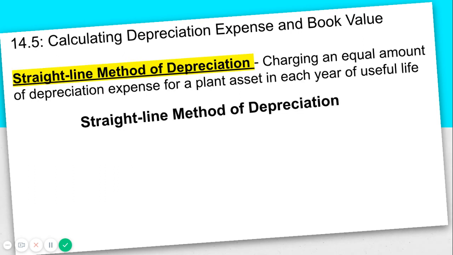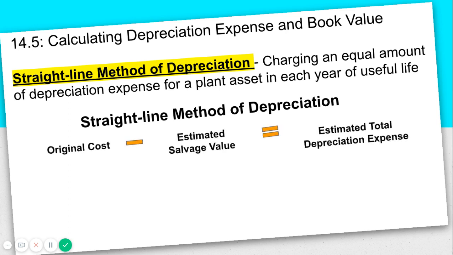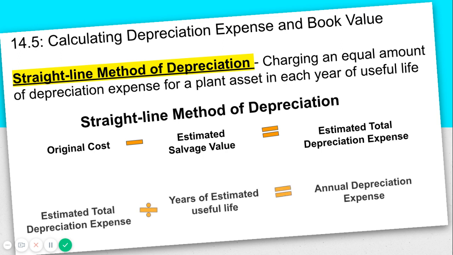So we have the straight line method of depreciation, which is charging an equal amount of depreciation expense for a plant asset in each year of useful life. The straight line method is original cost minus estimated salvage value equals estimated total depreciation expense. Then we take that divided by the estimated useful life, which gives us the annual depreciation expense for each year.